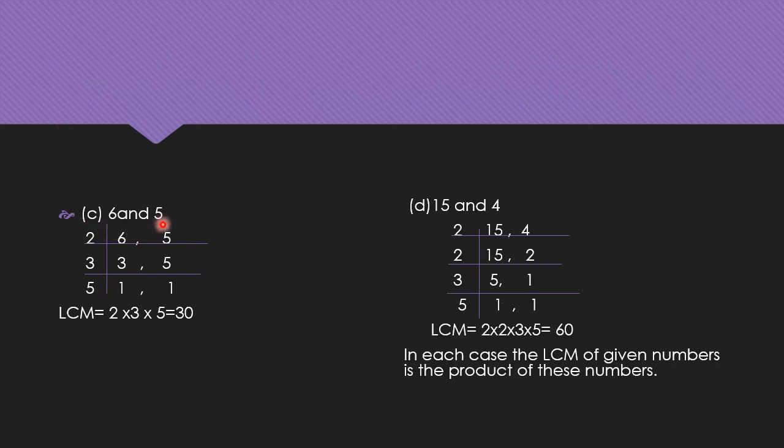Third, 6 and 5. The LCM of 6 and 5 is 30. And fourth, 15 and 4. The LCM of 15 and 4 is 60. So in each case, we can find that the LCM of the given numbers is the product of these numbers.